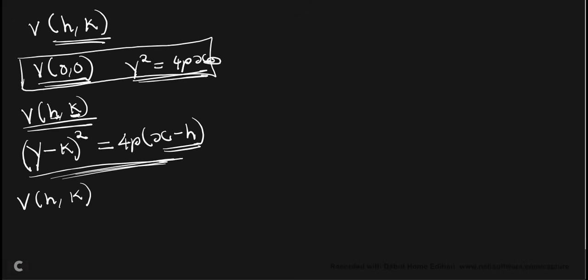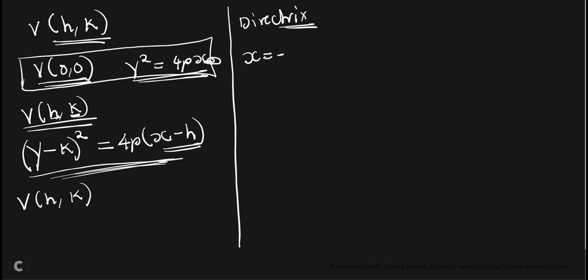Now, what is your directrix? Is this moving in the x-axis or in the y-axis? It's still moving in the x-axis because x is not squared. So this is x equal to negative p plus h, since it has shifted in the x-axis. Why plus h? Because h is the one that is in the x-axis.